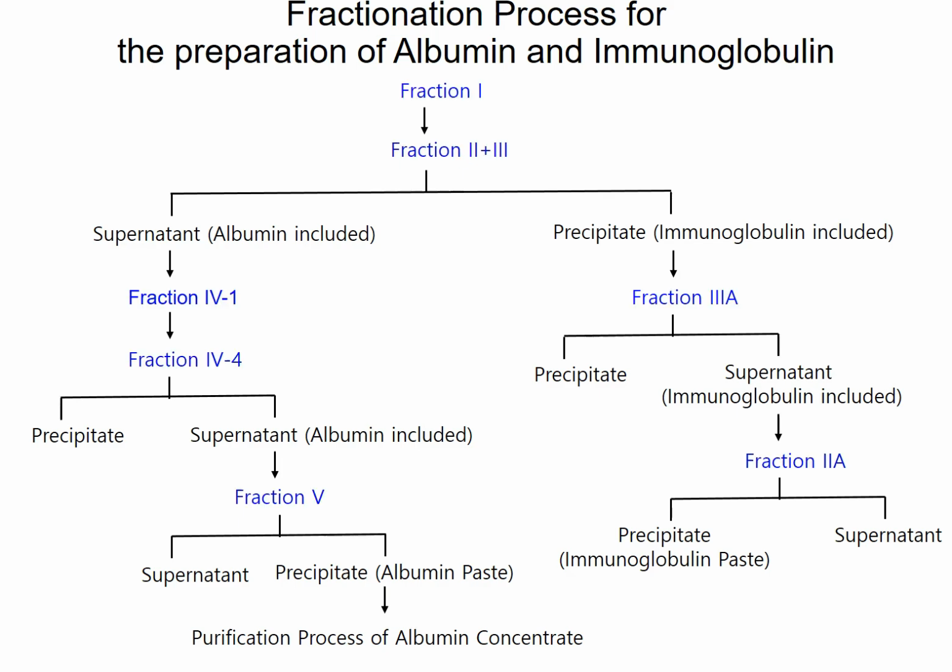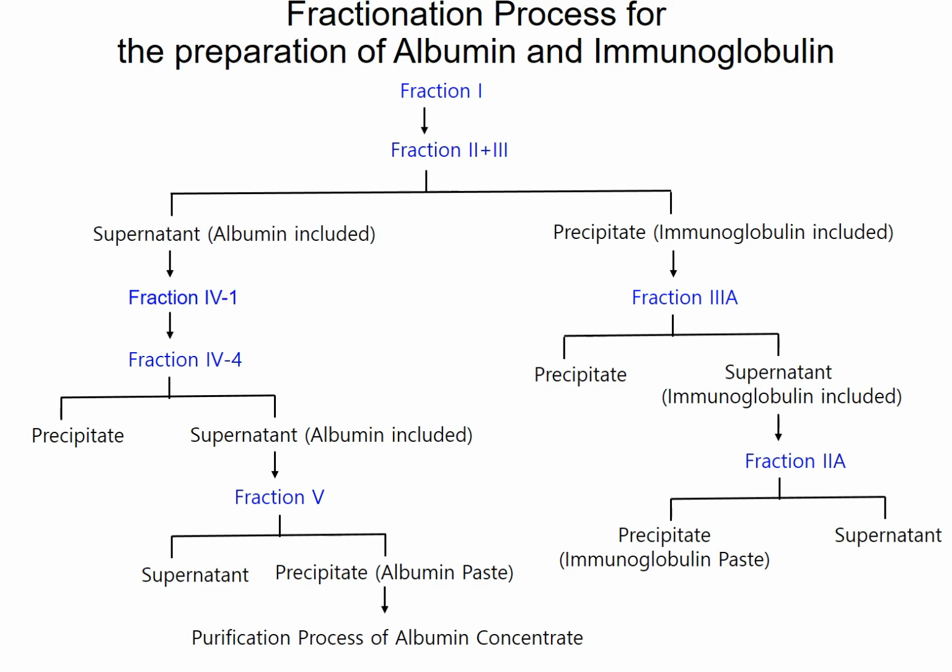Each fraction means a specific pH, ethanol concentration, and temperature for the precipitation of a specific protein. Through fraction 1 and fraction 2-3, albumin is present in the supernatant, and immunoglobulin is present in the precipitate. The supernatant is subjected to further fractionation to manufacture albumin products.